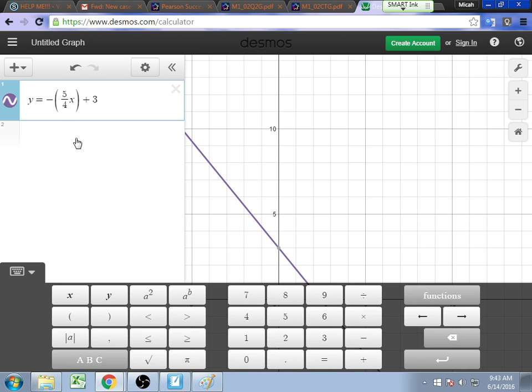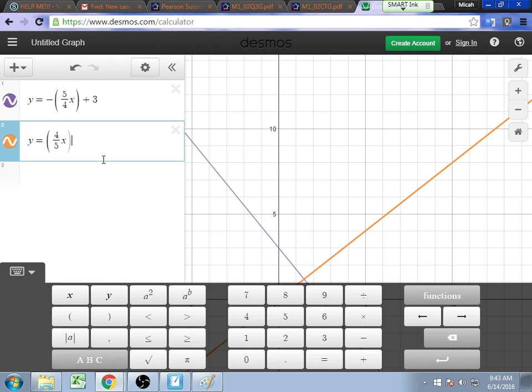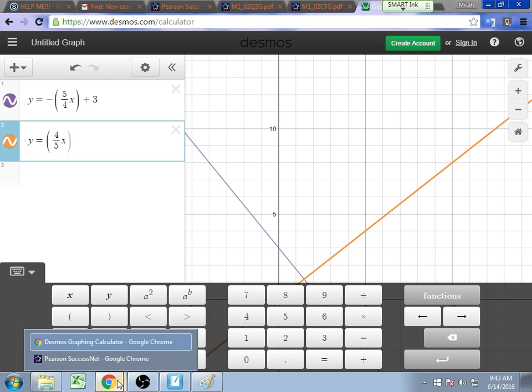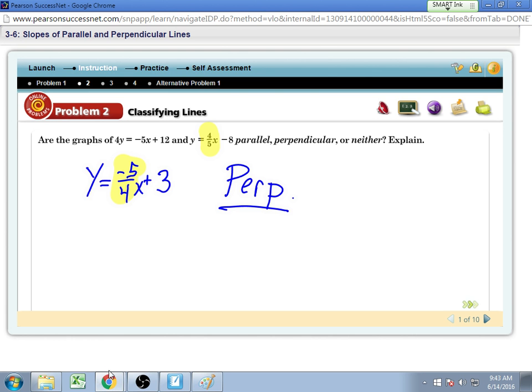So there's that first line. My other line was y equal to 4/5 x. What was the intercept on that? Negative 8.